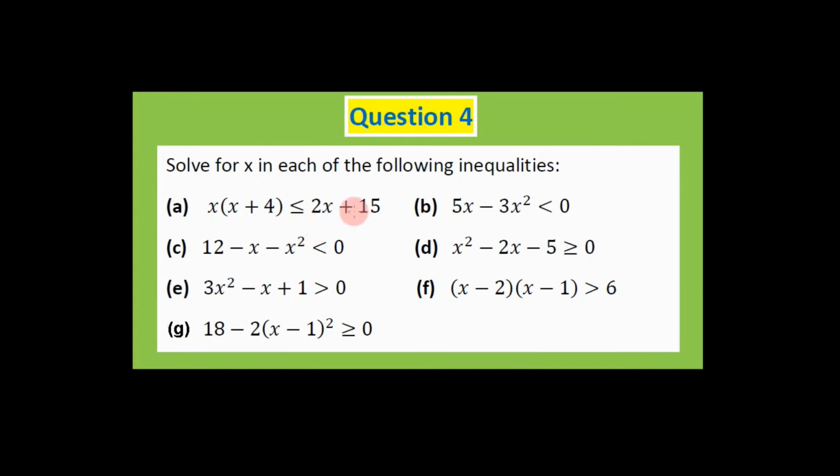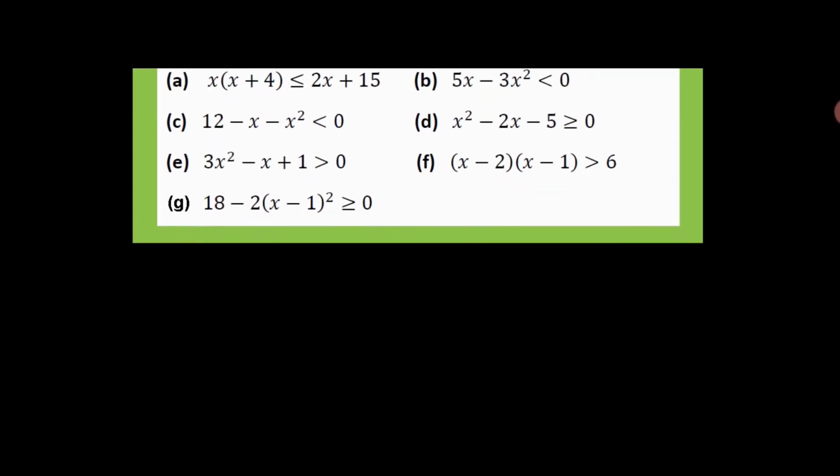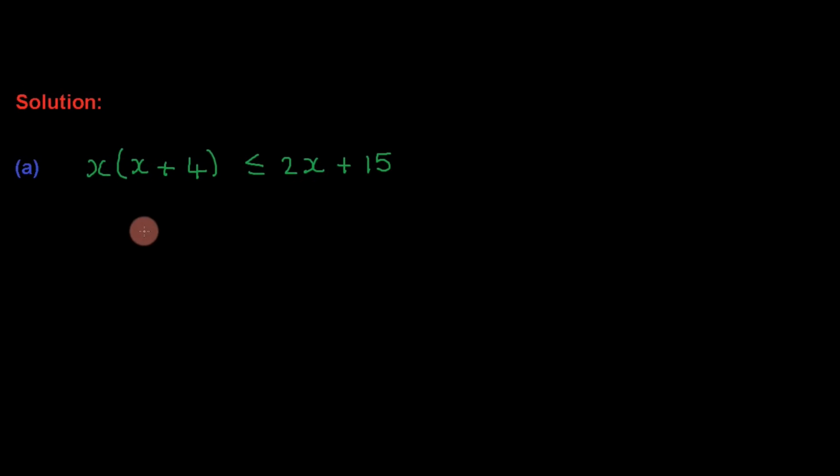Let's look at your answers to this question. In A, we have x times x plus 4 is less than or equal to 2x plus 15. We can start by multiplying out the left-hand side and also bring all the terms to the left-hand side. Now we can add like terms.